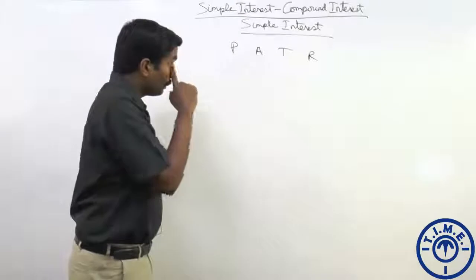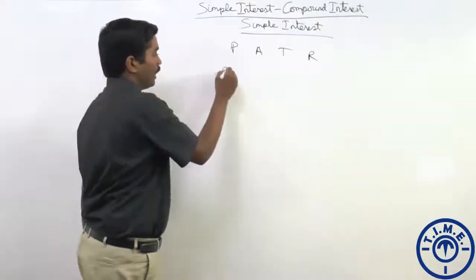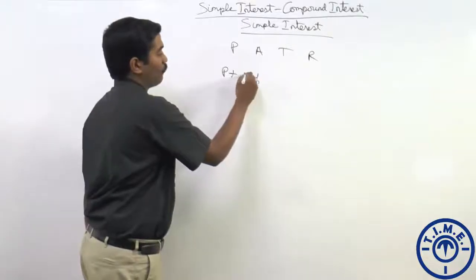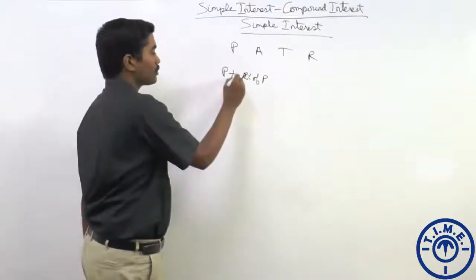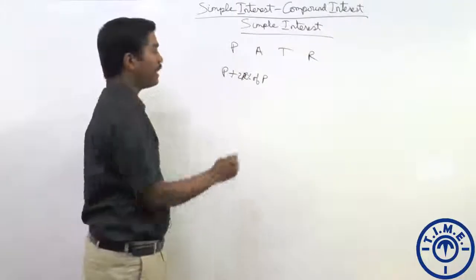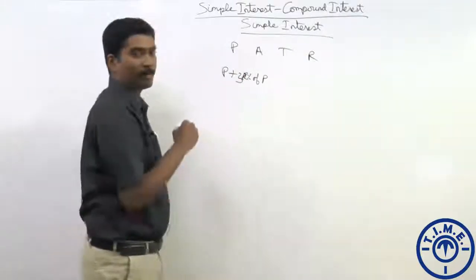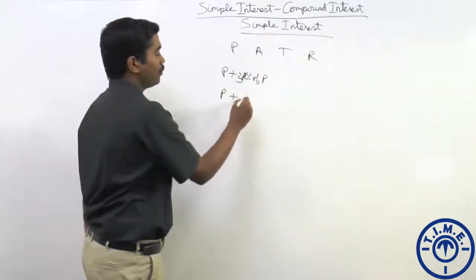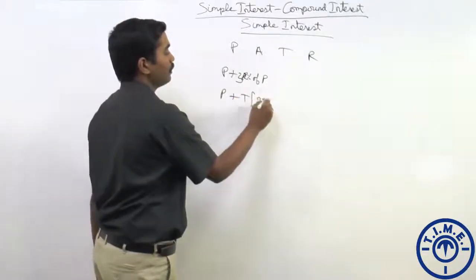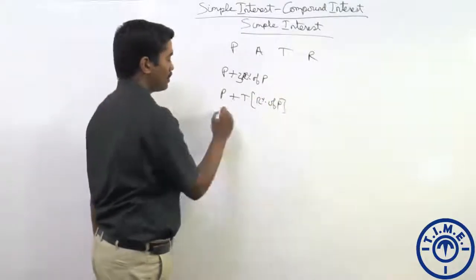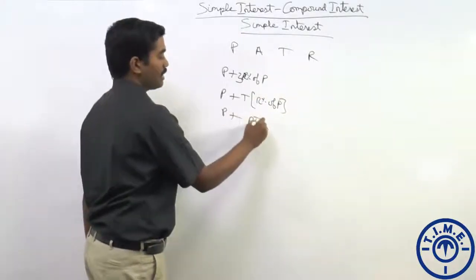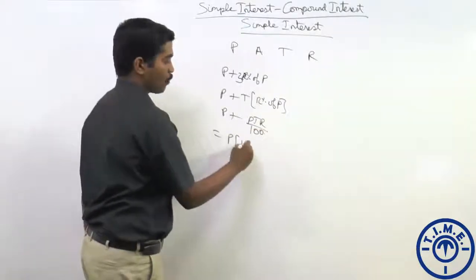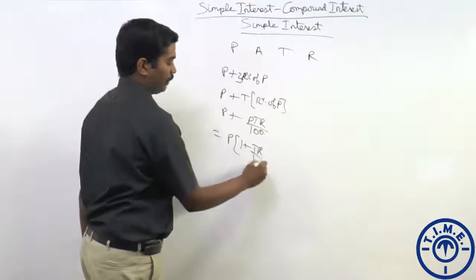Now, at the end of 1 year, I owe P plus R% of P. At the end of 2 years, you would owe P plus 2 times R% of P. At the end of 3 years, you owe that person P plus 3 times R% of P, which means at the end of T years, you will owe P plus T times R% of P, which is nothing but P plus PTR by 100, which is nothing but P into 1 plus TR by 100.